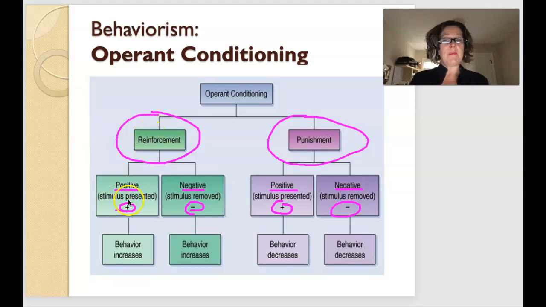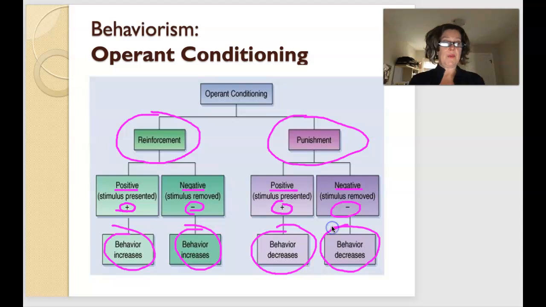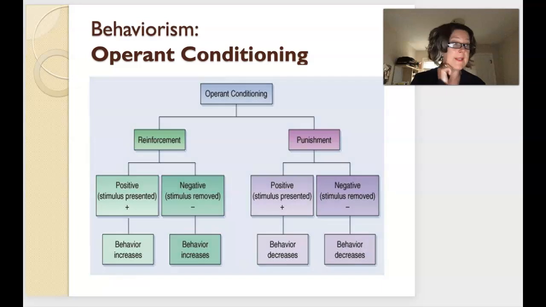Under reinforcement, you can have positive and negative. Under punishment, you can have positive and negative. Under both positive and negative reinforcement, the behavior increases, because ultimately in reinforcement you want the behavior to increase, and in punishment, it decreases under both. Okay, let me now give you an example.